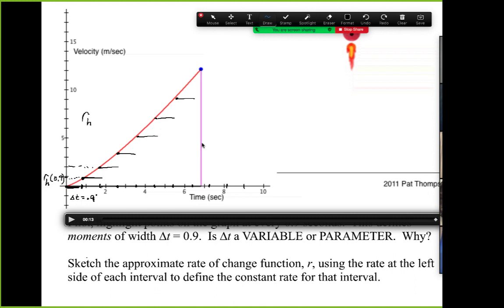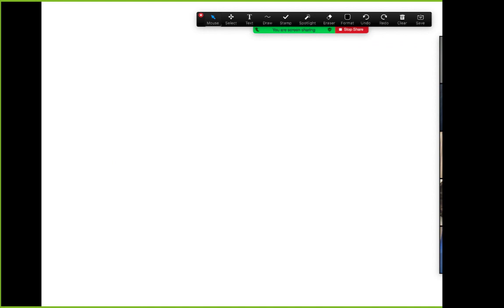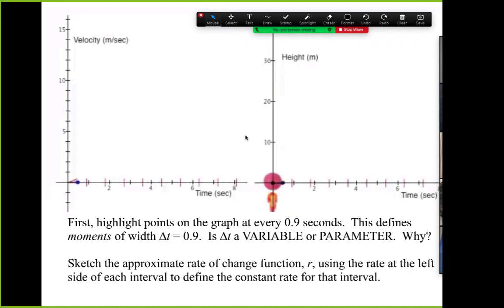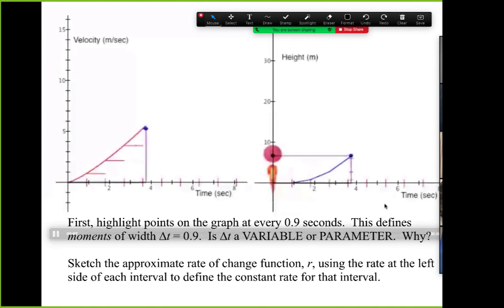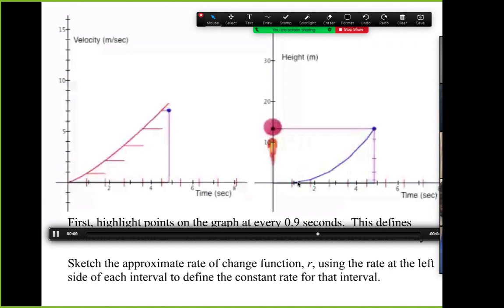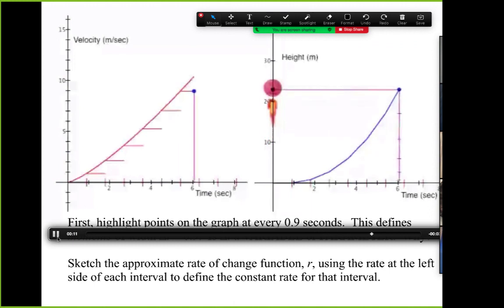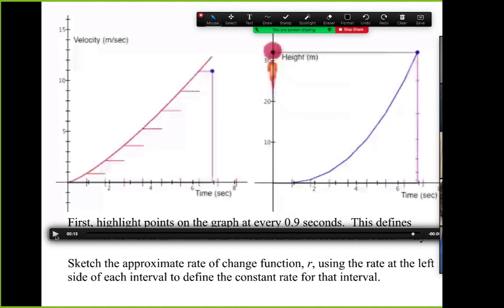Okay. And so here we go. So that's the approximate rate of change function. And that's actually in the next screen, I think. So here's that. And notice what this animation is showing now. It's showing the approximate accumulation function, like we did on the oil spill, being generated.